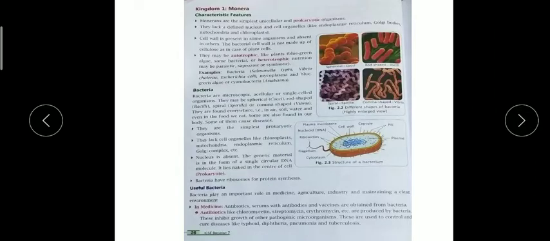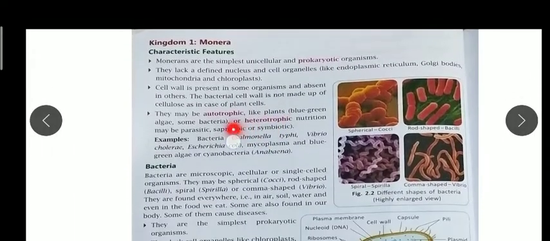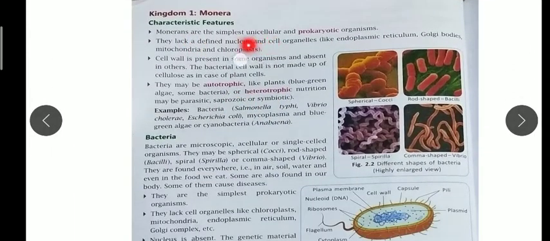Next is kingdom Monera. So what are the features of the kingdom Monera? They are the simplest, unicellular. Their body is made up of a single cell. They are prokaryotic organisms. They do not have a true nucleus. As you can underline this line, they lack a defined nucleus and cell organelles, like they do not have endoplasmic reticulum, Golgi bodies, mitochondria and chloroplast.